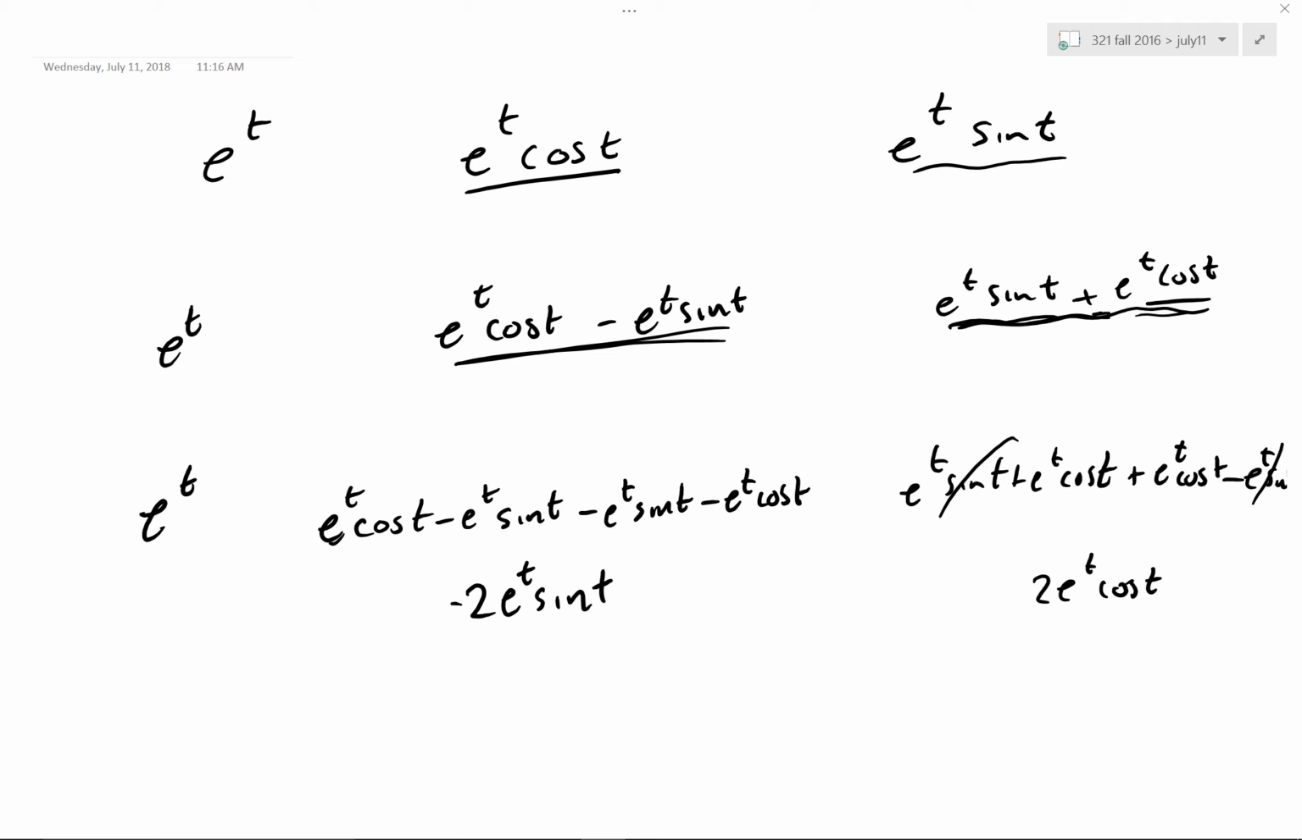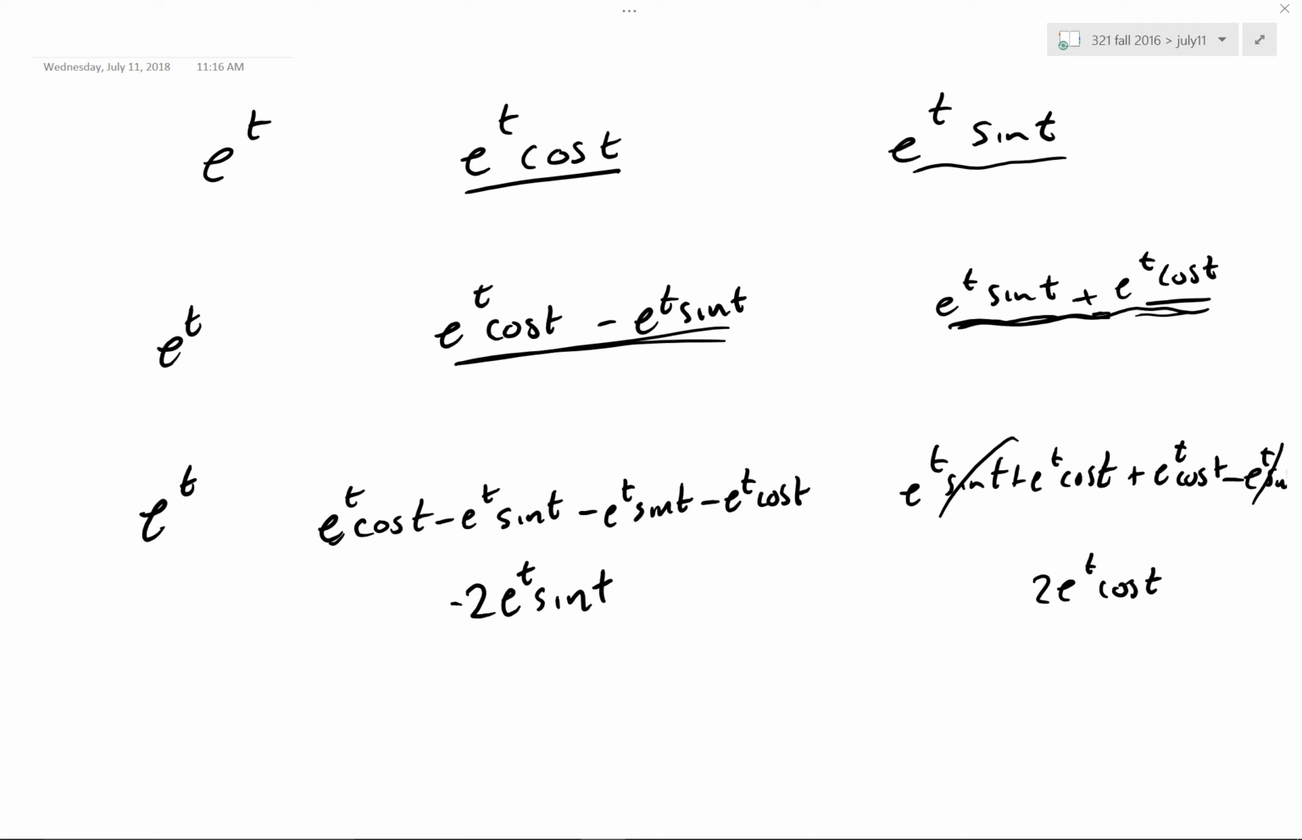And you can clean this up a little bit more if it makes you happy. This would be 2e to the 3t here. And then you could pull out a negative e to the 3t here, and you'd be left with cosine squared plus sine squared, which is 1. So you end up with e to the 3t. But again, it's not 0.